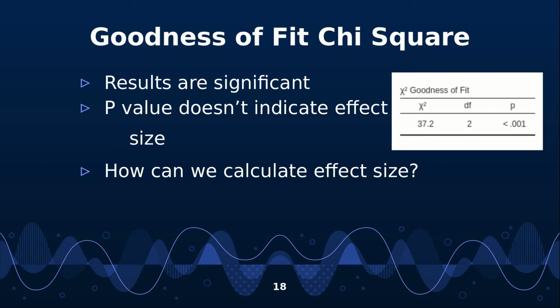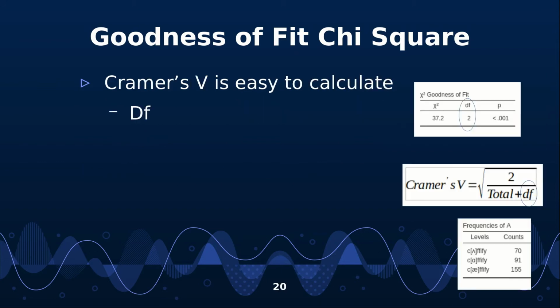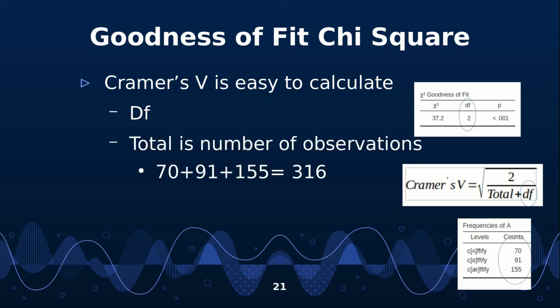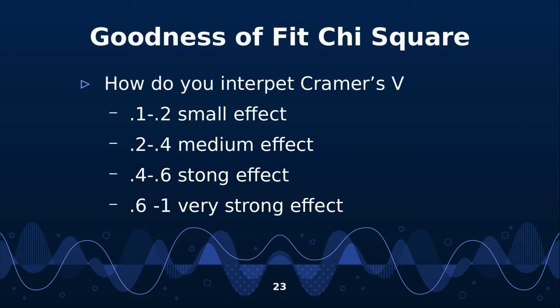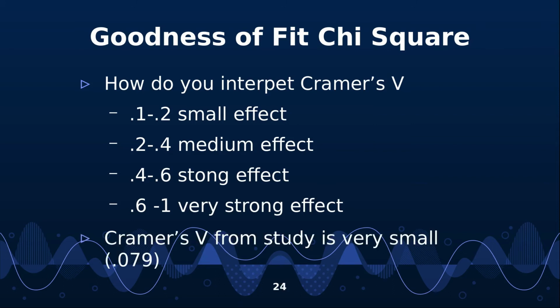One nice measure of effect size we can use is Cramer's V. And it's pretty easy to calculate with the results of the study. You just need to know the degrees of freedom and the total number of observations, and we plug it into the Cramer's V formula. In this case, we get a 0.079. Now, Cramer's V numbers range from 0 to 1. So some people interpret the results in this way: a 0.1 to 0.2 Cramer's V is a small effect. And if you look at what we got, it's a 0.079. So we can say that even though the results are significant, they're not very strong.